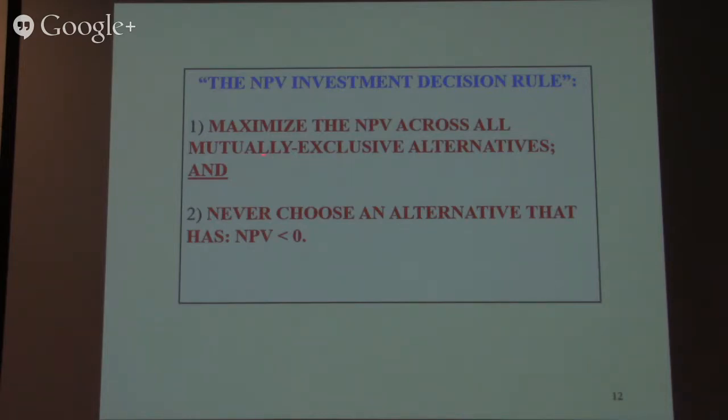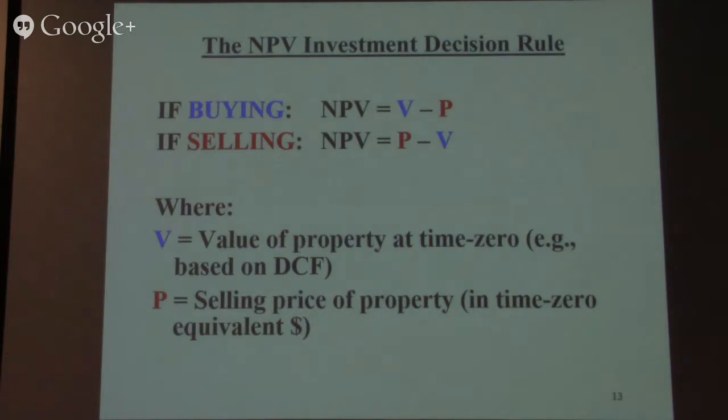So even if I just had the one rule, to maximize your NPV across all mutually exclusive alternatives, that alone would mean you would never do a negative NPV thing, because you can always do zero NPV. If you're buying a property, then the NPV for you is the value of the property minus the price you have to pay for it. If you're selling the property, the NPV for you is just the opposite of that, right?